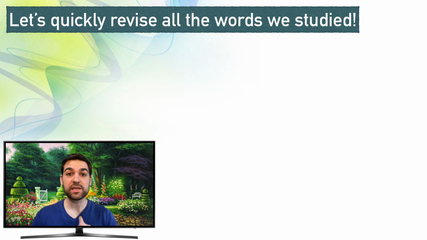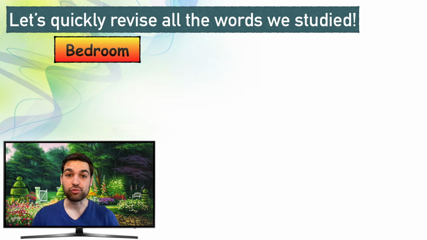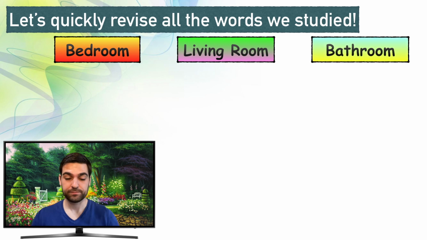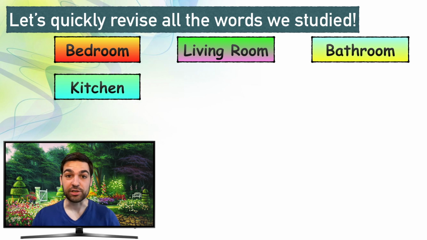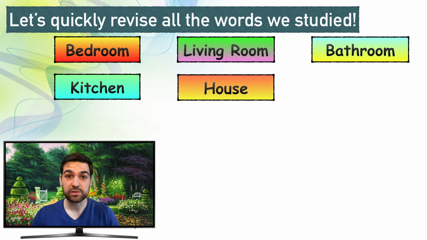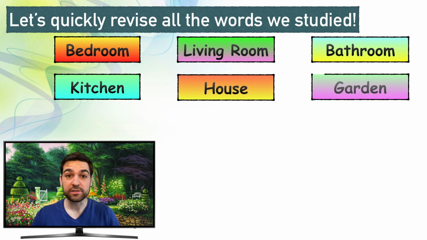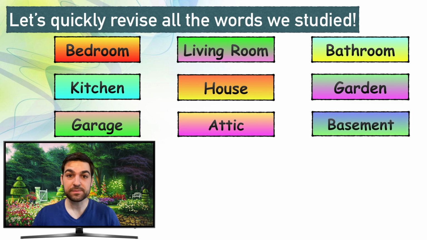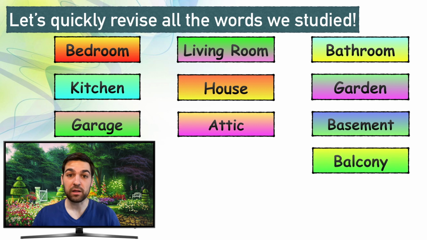Before we start the lesson, let's first revise the words that we learned in our previous lesson. I will say the word and you will repeat after me. Bedroom. Repeat. Bedroom. Living room. Bathroom. Kitchen. House. Garden. Garage. Attic. Basement. And balcony. So don't forget that these were the 10 words that we learned in our previous lesson.